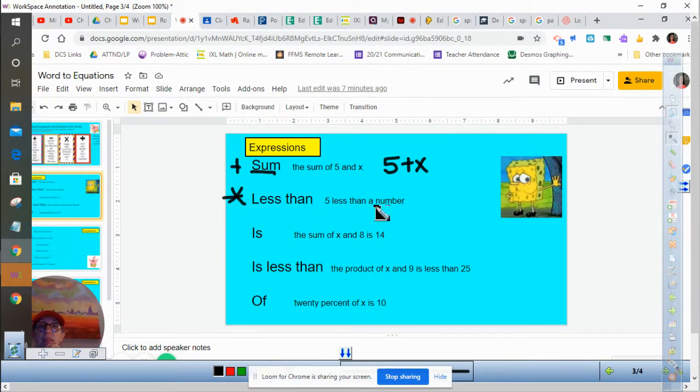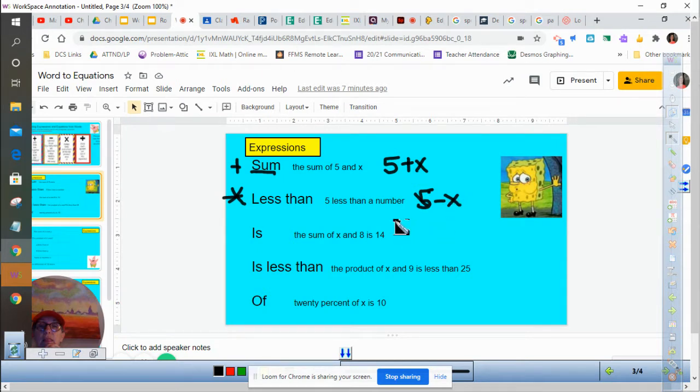Now this one is a lot harder and it shows up in a lot of places. This is the one that you're going to make the most mistakes with. 5 less than a number. Often students will write 5 minus x for this one. 5 less than a number. But when you're dealing with subtraction, your order matters.